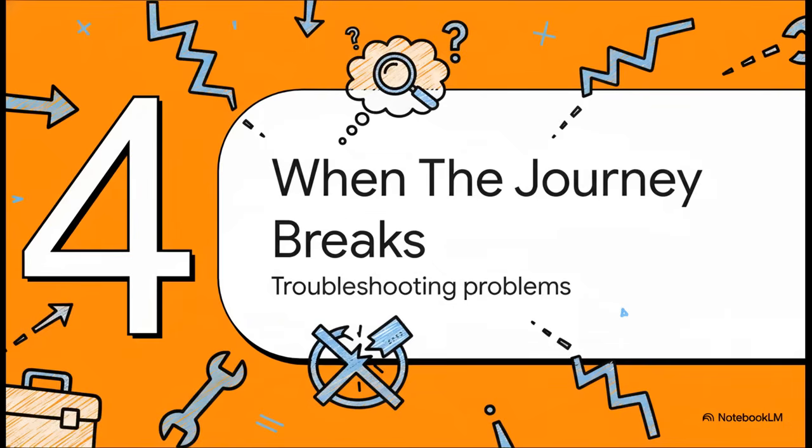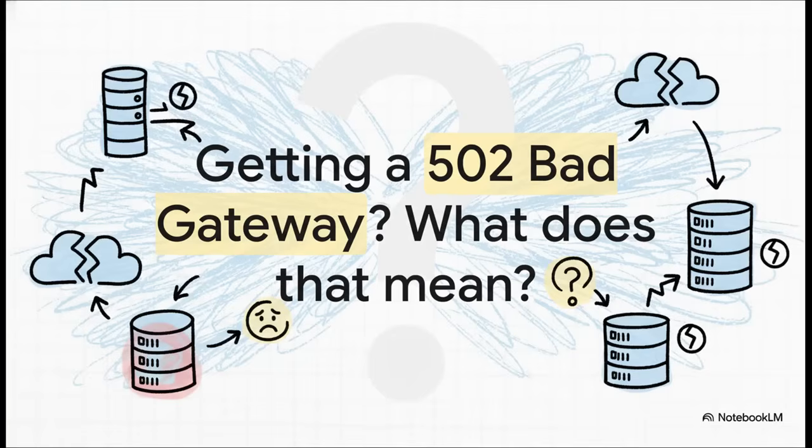Okay, so we've seen this incredible high-speed dance where everything works perfectly. But we all know sometimes things go wrong. What happens when the music suddenly stops and our data just hits a wall? You've seen this one before, I bet. The dreaded 502 bad gateway error. It just looks like technical jargon, right? But once you understand the journey, it makes total sense.